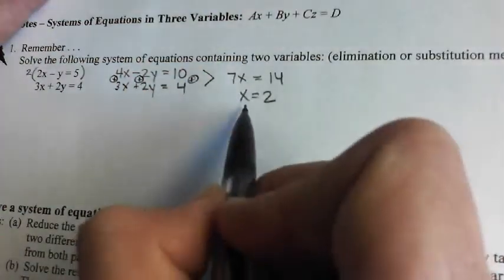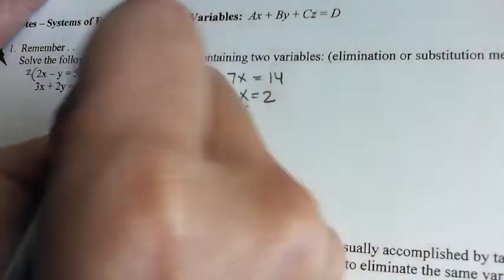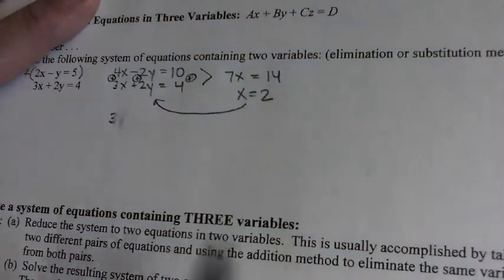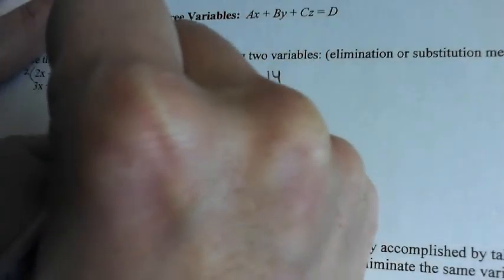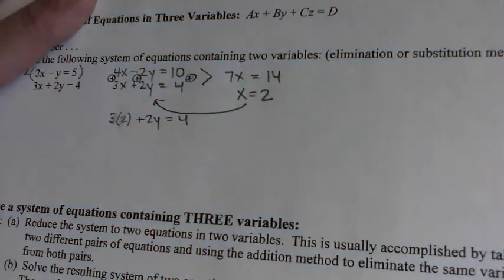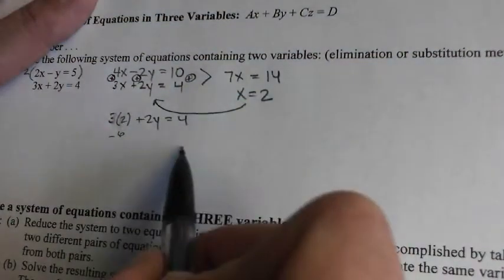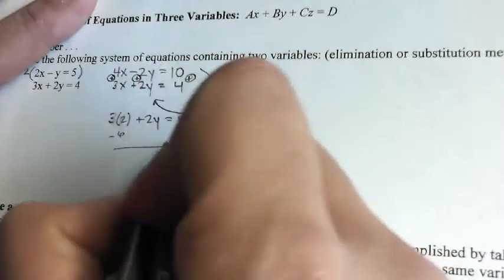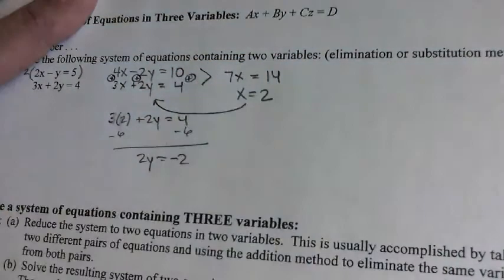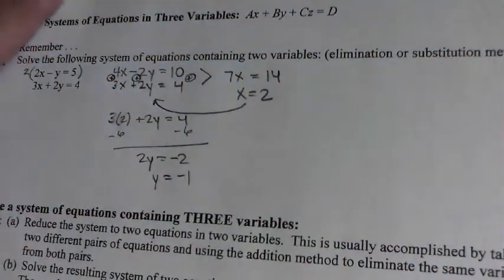So we just get x equals 2, and then we kind of domino effect backwards. 3x, oh no, not x. I'm replacing x with 2. So 3 times 2 plus 2y equals 4. I can subtract this 6 from both sides, because essentially that's a 6. And y equals negative 1.